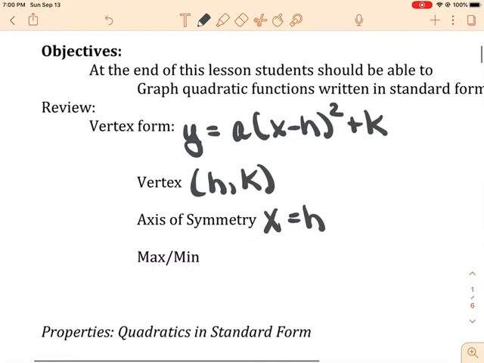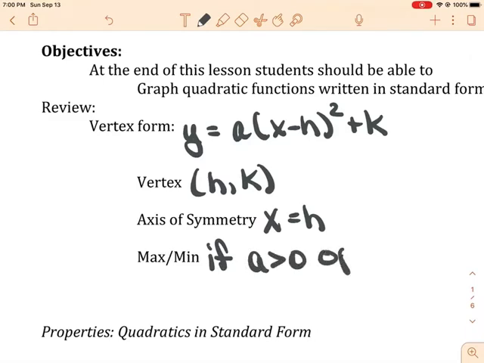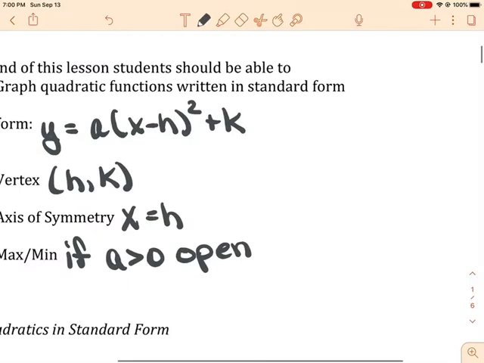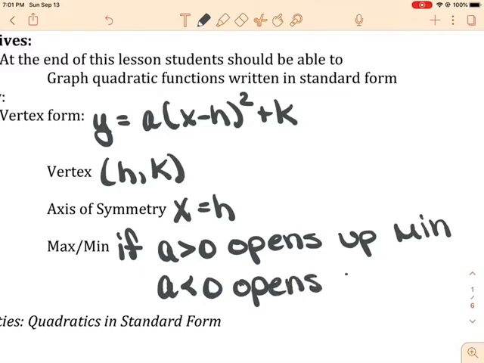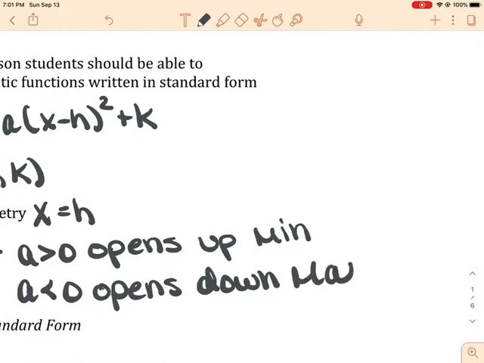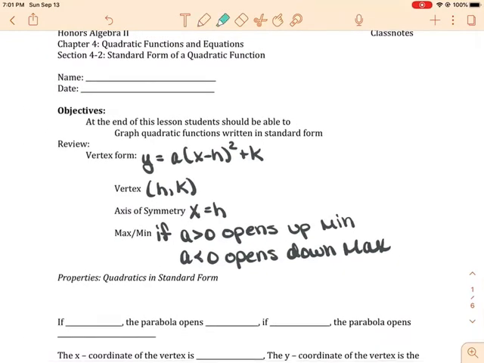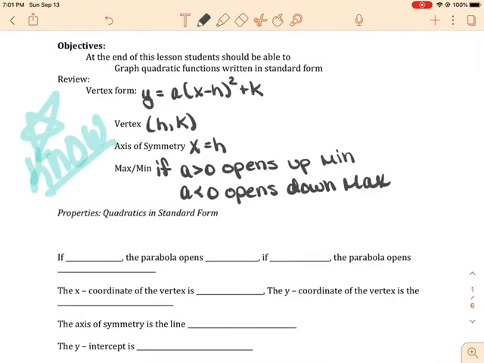And the min and max is if a is greater than 0, it opens up and it's a min. Okay. If it's below 0 or negative, it opens down and it's a max. So let's put a star here saying, I think this is something that we definitely want to remember. Okay, so kind of keep that in mind.